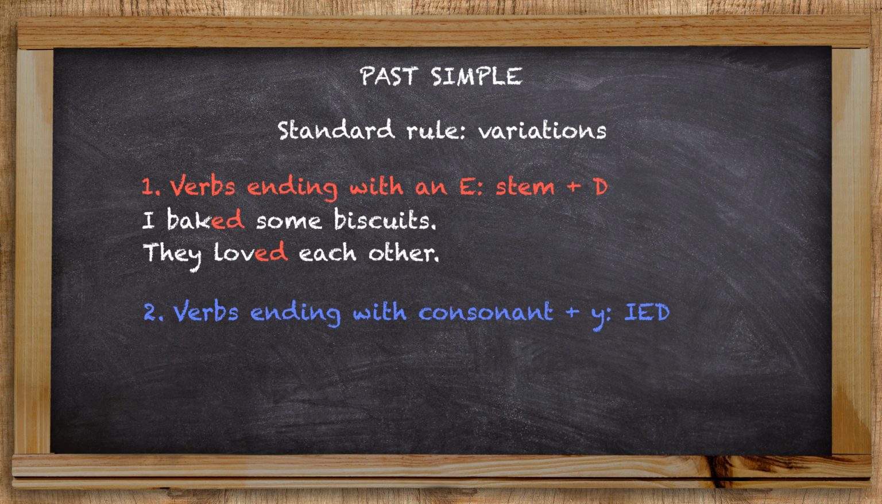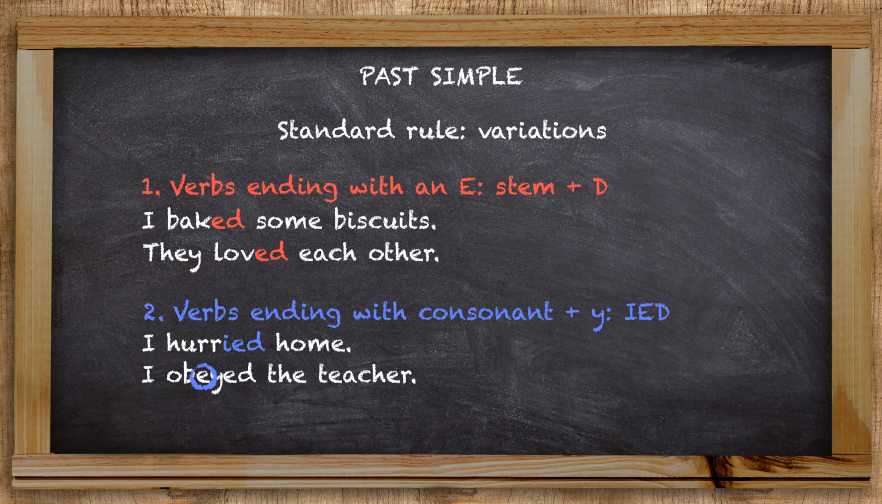2. Some verbs end in a consonant followed by a y. For the past simple, the y changes into an i and then still takes an added ed. Take for example the verb to hurry. I hurried home. Compare this to the verb obey. I obeyed the teacher. In this case, the verb takes the standard rule because there is a vowel in front of the y.